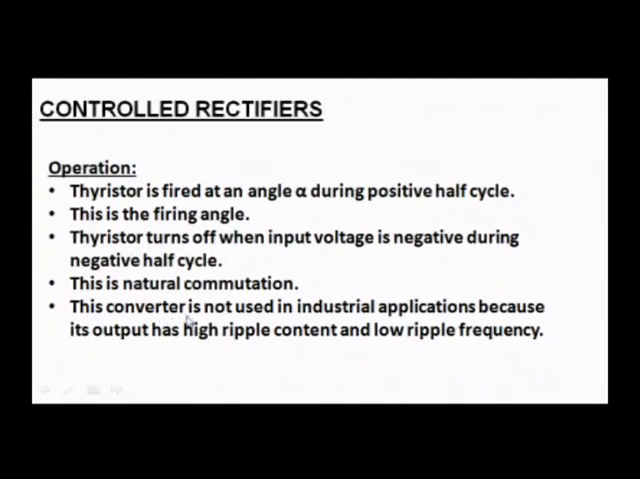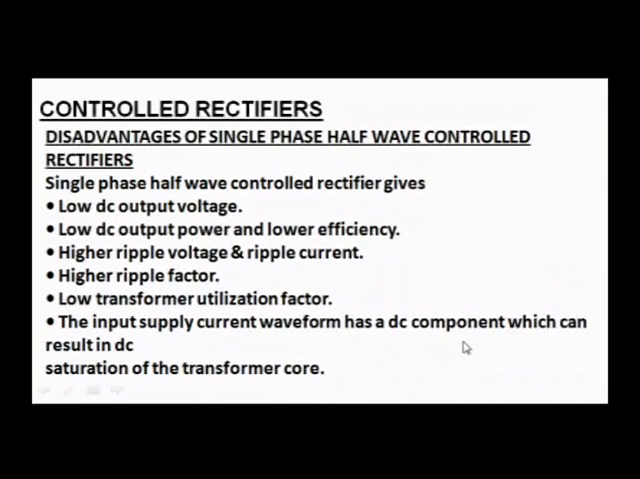Now, the problem with these semi converters is they are not used in industrial applications. Why? Because they have high ripple and low ripple frequency. I will tell you the disadvantages. So, the disadvantages of single phase half wave control rectifiers, which means I do not make use of them. But still, for students to understand the working principle of phase control, we will consider a single thyristor. That is why it is the simplest circuit. So, you have to know about it. Anyway, it is not used, but you should come to know what those disadvantages are.